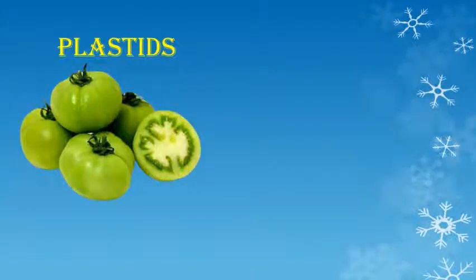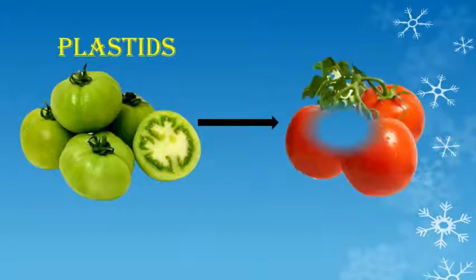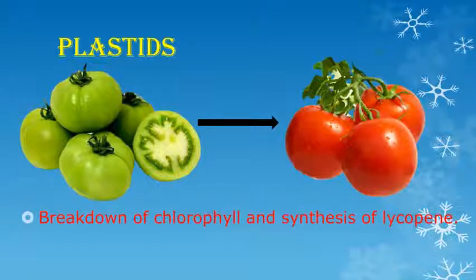Now students, chloroplast can get converted into another type of plastid, the chromoplast. For example, raw green tomatoes turn red due to the breakdown of chlorophyll and synthesis of lycopene. That means the conversion of raw green tomatoes into red tomatoes is due to what? Due to the breakdown of chlorophyll and synthesis of lycopene.